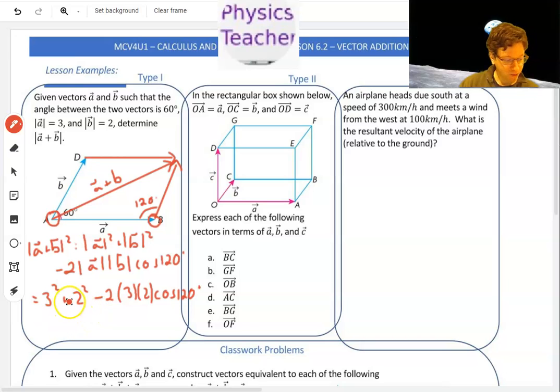And if you reduce all of that, you should get 19. Okay, but remember, that's the squared magnitude. So square both sides, and we'll get the magnitude of A plus B as the square root of 19, which is approximately equal to 4.36. So there's the magnitude of the sum of A plus B.